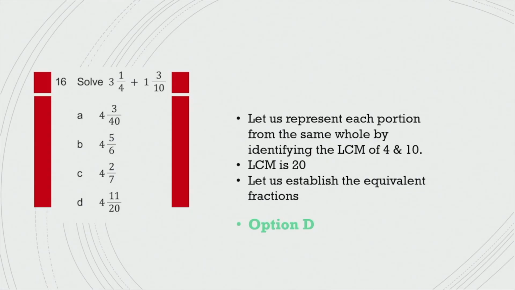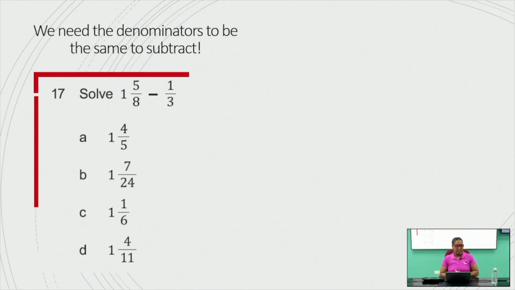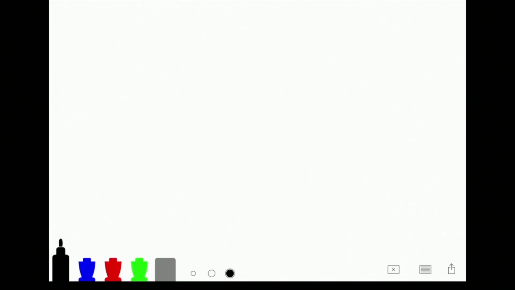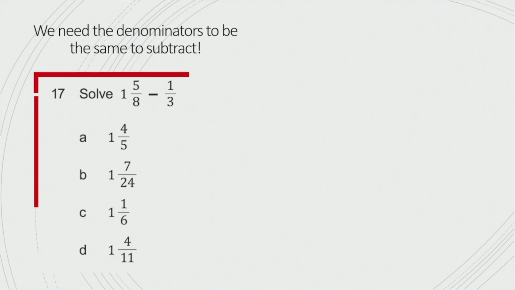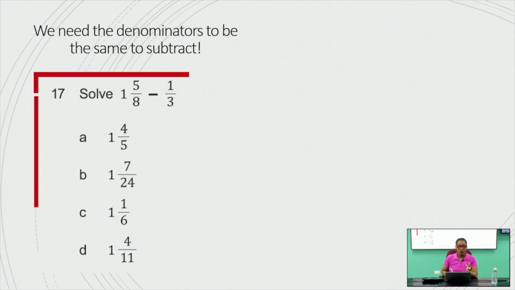Hope you followed along. I hope that was clear for you. We are moving on to question 17. Question 17 is also a fractional question. So we are going to solve 1 5/8 subtract 1/3. They're both fractions. One is a mixed number because it has a whole number and a fractional representation, and the other is what we call a unit fraction, because the numerator is 1.